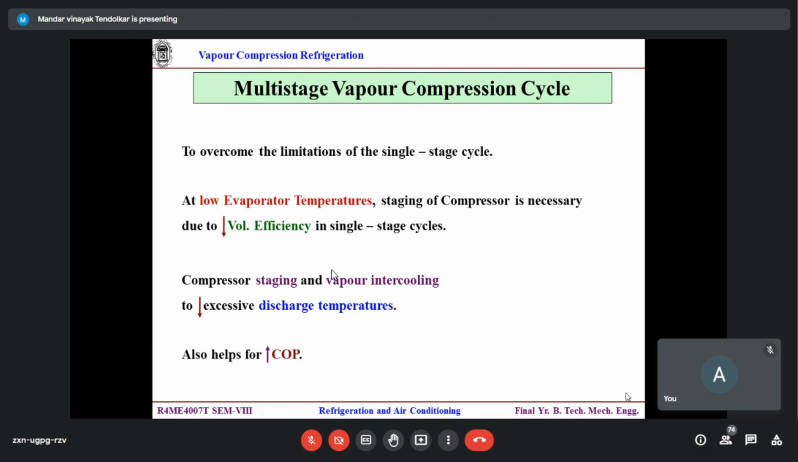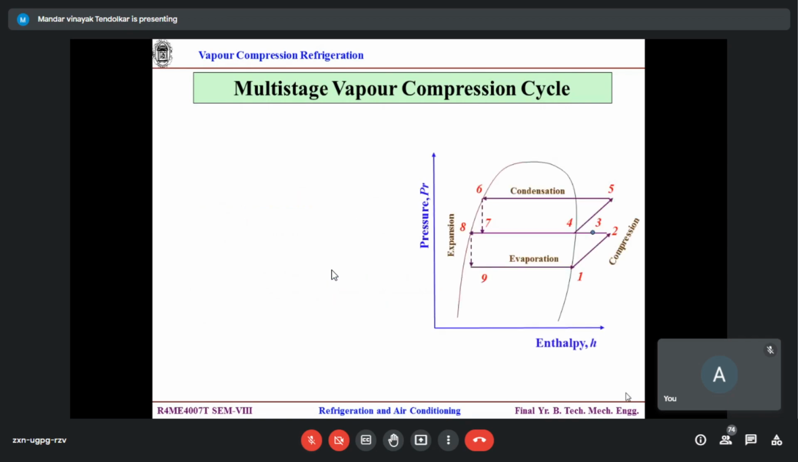If you reduce the compression work, then naturally your COP increases, correct? Refrigeration effect remains the same. Compression work is reduced because of multi-staging. So what is the ultimate effect? Increase in COP. So multi-staging always helps in increasing the COP, better COP. Do you agree? Yes, sir. There are different techniques or methods through which you achieve this multi-stage. So let us deal with this.